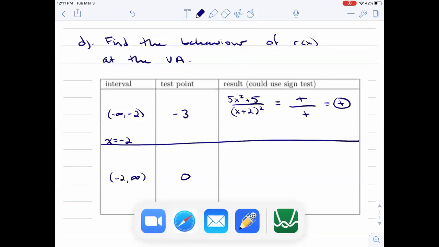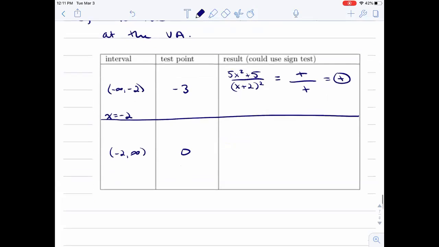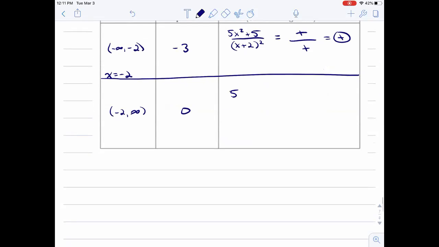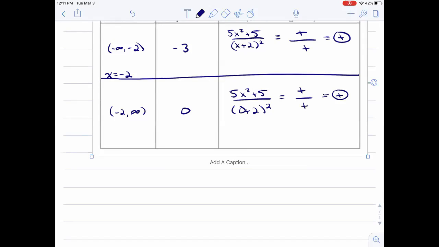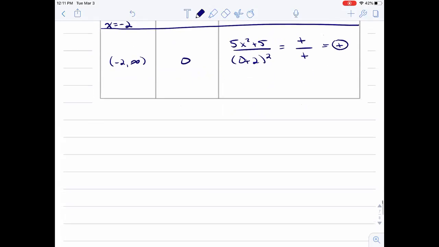Same thing here. If I do 5x squared plus 5 over 0 plus 2 squared, plugging in 0, I still get a positive value over a positive value, which gives me an overall positive value. Which confirms what we were thinking: if there's no x-intercept, they must be heading in the same direction around that vertical asymptote.